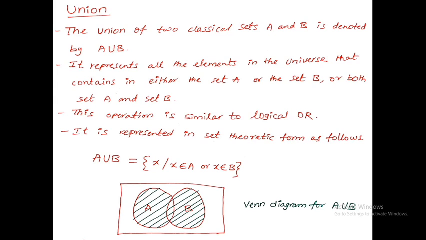If you see the Venn diagram for A union B, the entire box represents the universe of discourse. That may be capital X or you can denote it with some other letter, maybe Z. Within that, two circles are there, right? One circle is set A, another circle is set B. A union B means the A circle, the B circle, and the intersection portion also. That hatched portion represents A union B. I hope you understood.